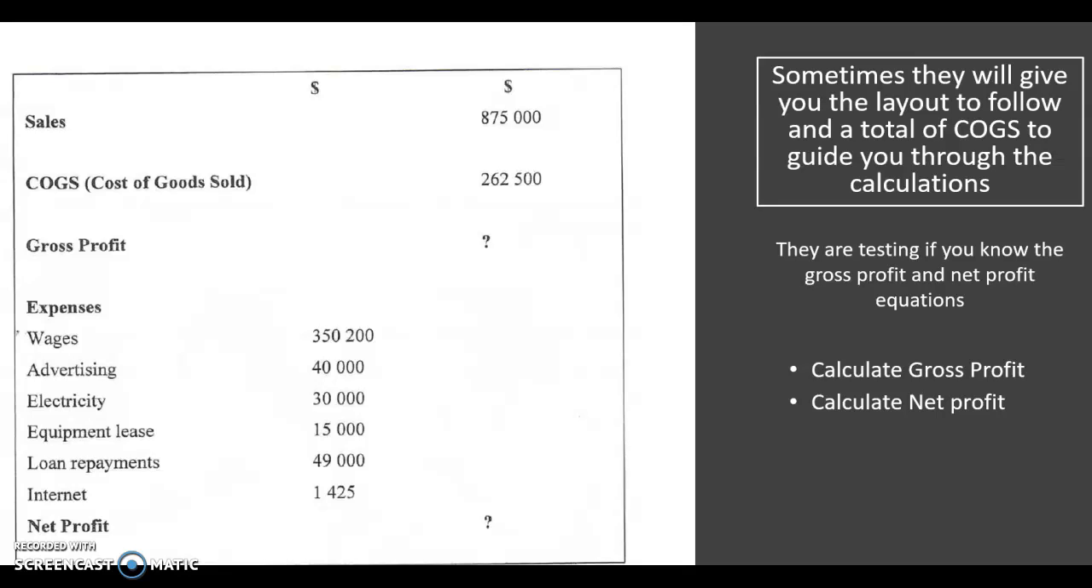The next way that they could do it is they could give you the layout to follow, and they could give you a total of COGS, but there could be some blanks for the gross and net profit. So in this case, you'd know that sales are 875,000, COGS are 262,500, so gross profit's going to be the difference between them. Following on from that, you can then deduct all of your other expenses, and that will give you net profit.